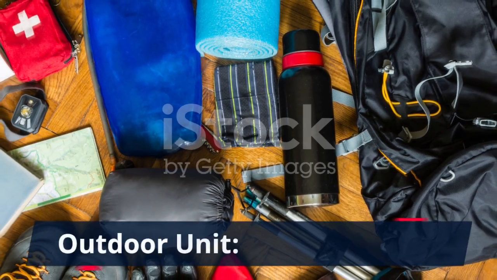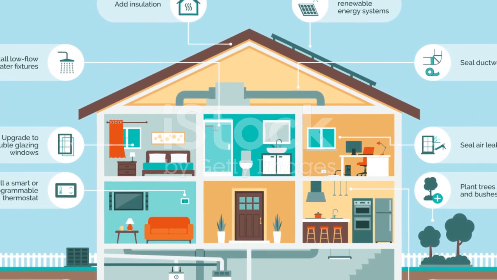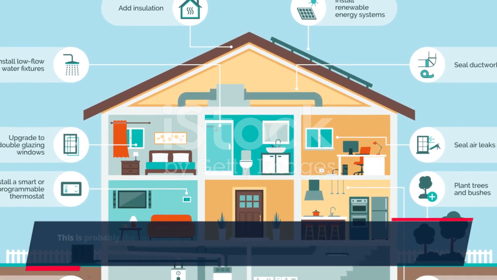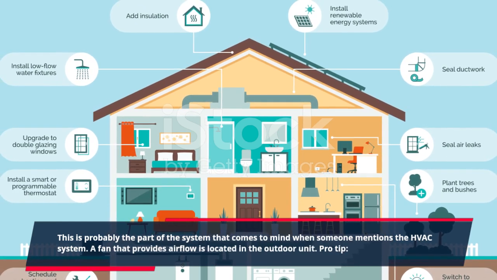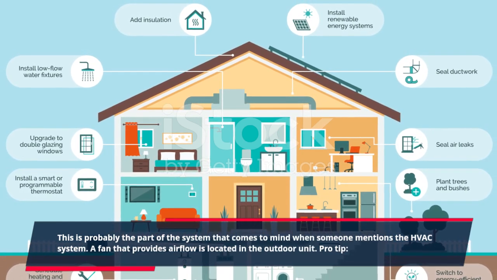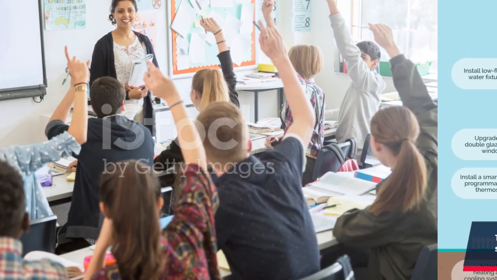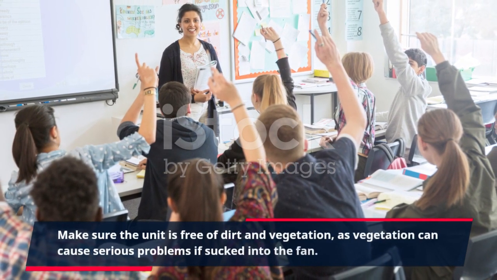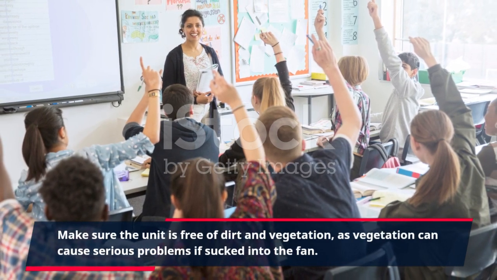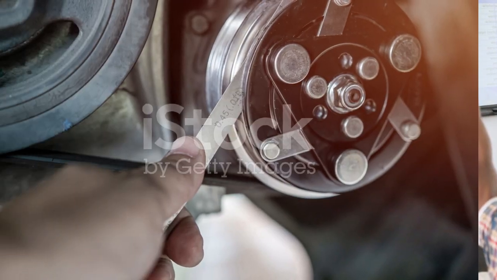dead. Outdoor unit. This is probably the part of the system that comes to mind when someone mentions the HVAC system. A fan that provides airflow is located in the outdoor unit. Pro tip: make sure the unit is free of dirt and vegetation, as vegetation can cause serious problems if sucked into the fan.